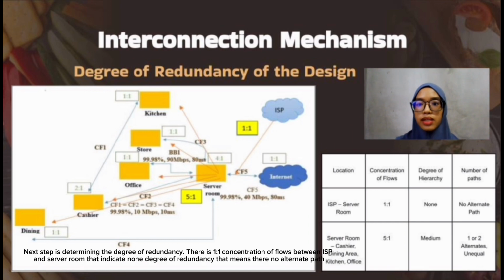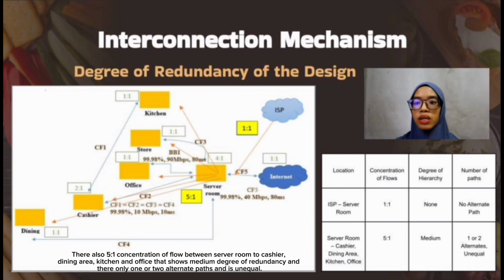The next step is determining the degree of redundancy. There is a 1-to-1 construction of flows between ISP and the server room that indicates no degree of redundancy. That means there is no alternate path. There is also a 5-to-1 construction of flow between server room to cashier, dining area, kitchen and office that shows a medium degree of redundancy, and there are only 1 or 2 alternate paths and they are unequal.